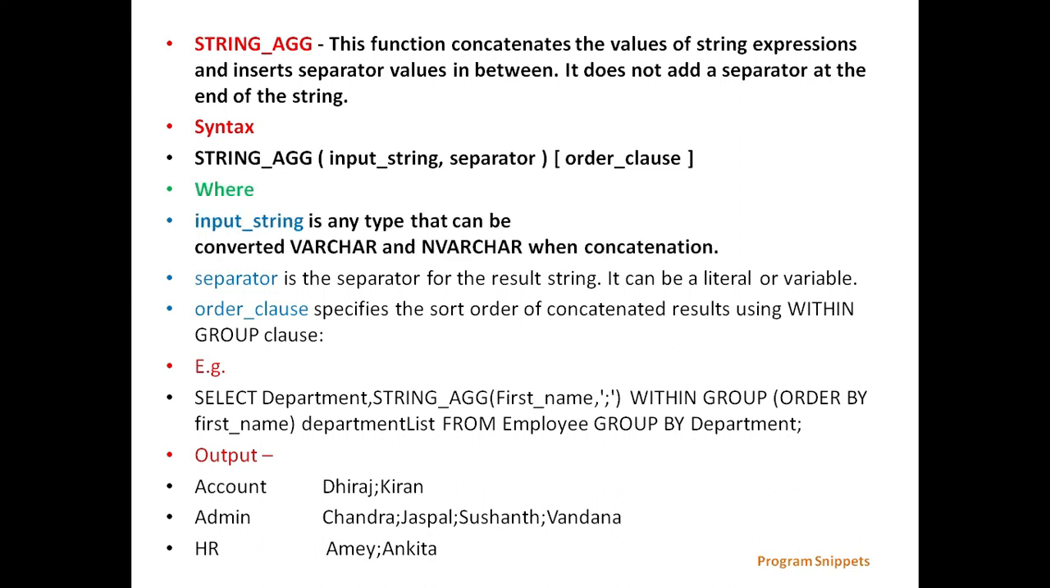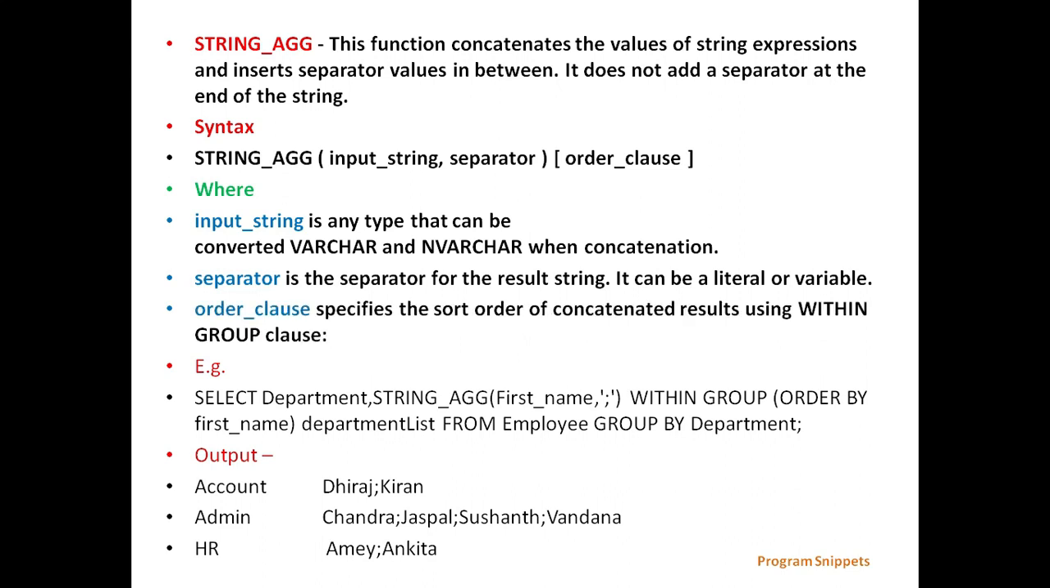Where input string is any type that can be converted to varchar or nvarchar during concatenation. Separator is the separator for the result of a string. It can be a literal or variable, and the order clause specifies the sort order of concatenated results using the WITHIN GROUP clause.